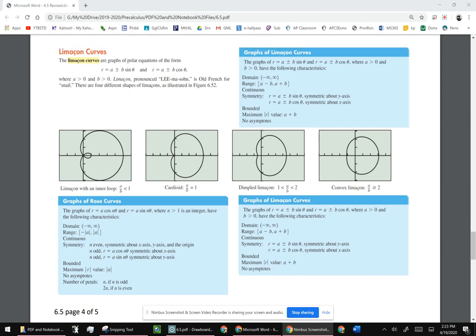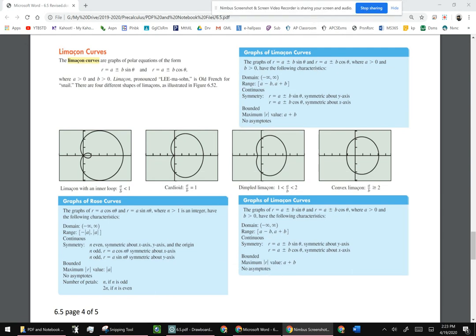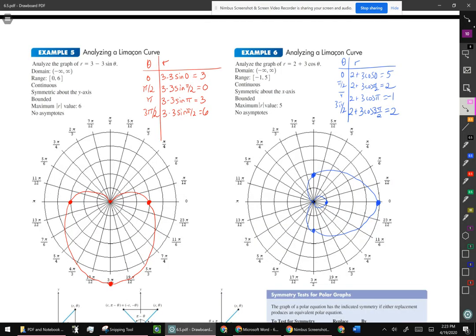Hey guys, we're up to cardioids, or Limaçon curves actually, but they are called cardioids because they kind of look like hearts. We're up to 6.5, example 6. And notice there are 4 different types of cardioids, and it has to do with how big A is compared to B. So we're going to do an example where A is smaller than B, okay? And that's that first one there. Let's go to the example.